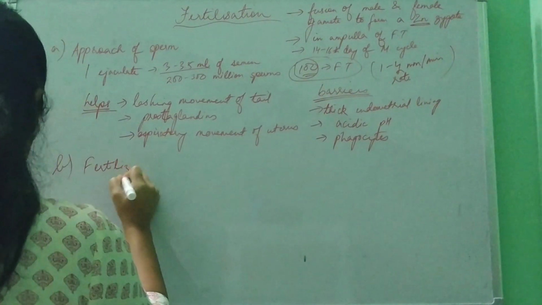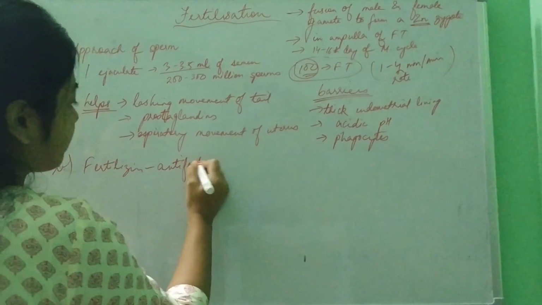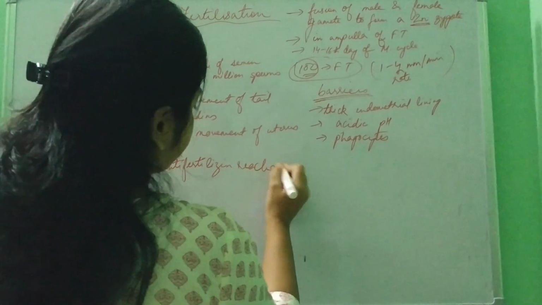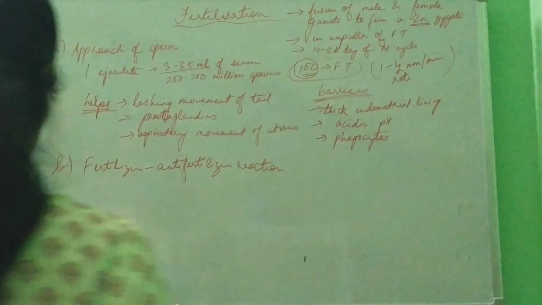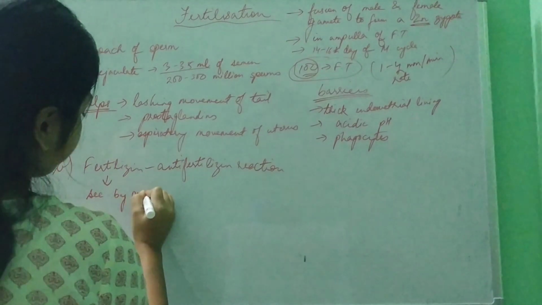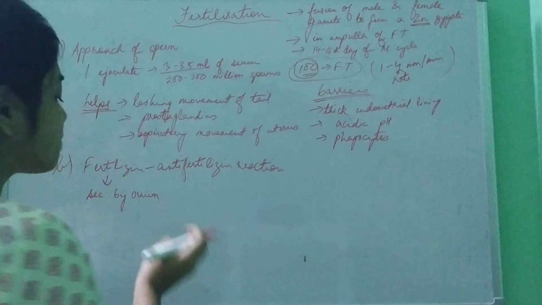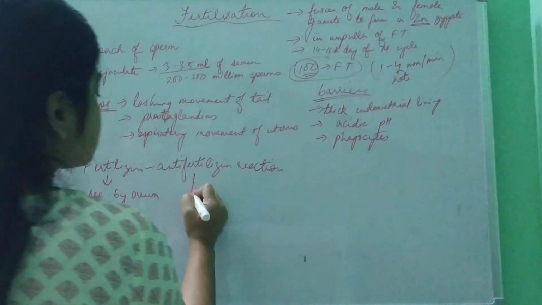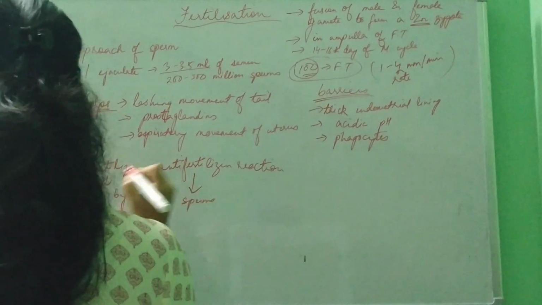Fertilizin, anti-fertilizin reaction. Now what is fertilizin and anti-fertilizin? Fertilizin is secreted by the ovum. So this fertilizin will attract the sperms, and the sperms will get attached to the ovum. Similarly, anti-fertilizin is secreted by the sperms.